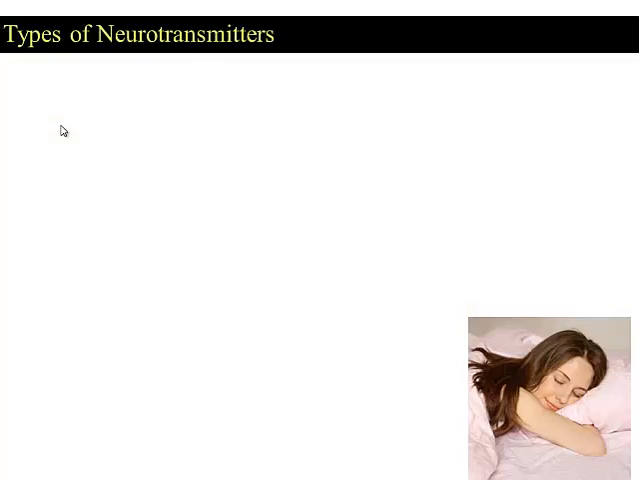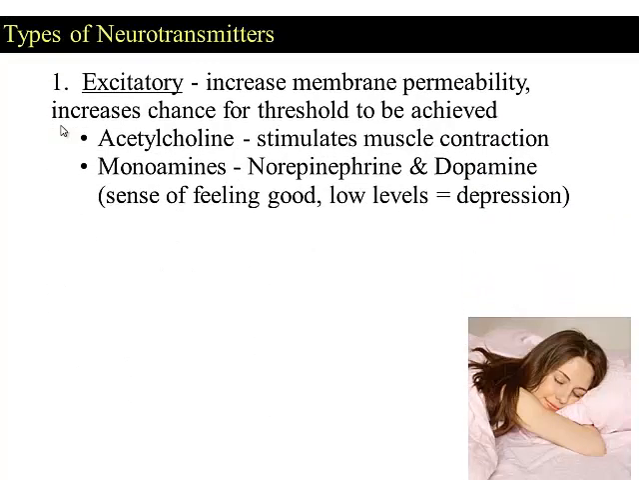Okay, so there are two types of neurotransmitters. Excitatories are going to be increasing membrane permeability to the sodium, which is going to basically increase the chances of an impulse being sent. So these kind of make your nervous system work a little faster.